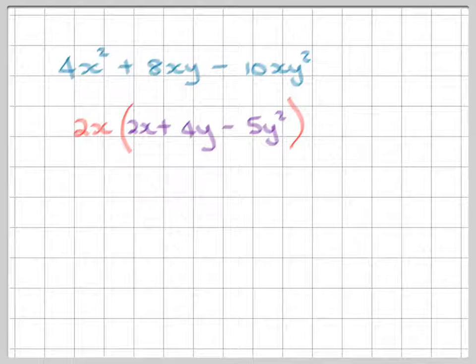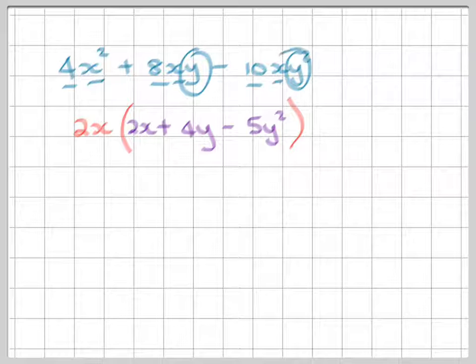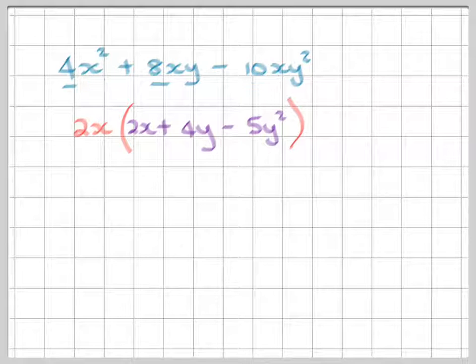Right, let's have a look at this one here. So we can see that the greatest common factor is 2x. Why is it 2x? Because 2 is the only thing that will go into 4, 8, and 10. Okay? And x is shared there, and there. Y is not shared in all 3 of them. There's no y in that one. So that is how the greatest common factor of all 3 is actually 2x.